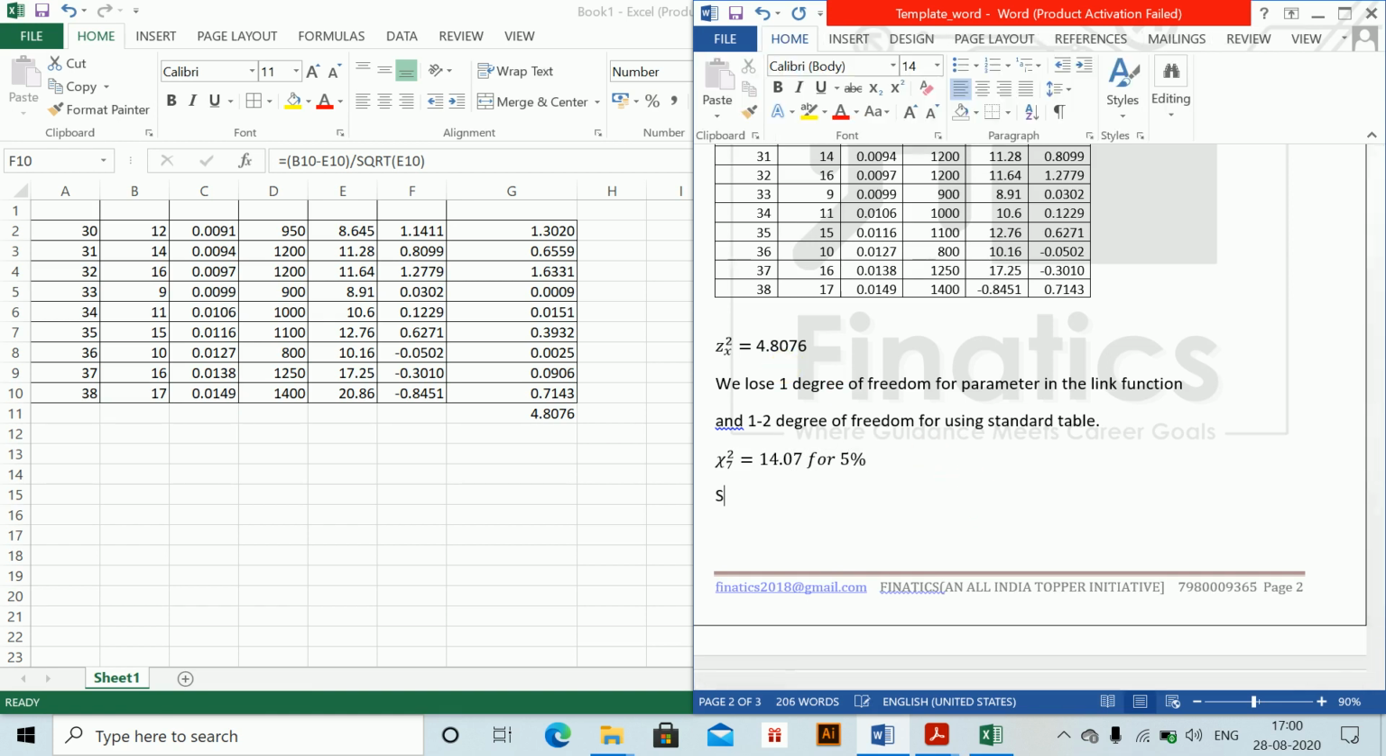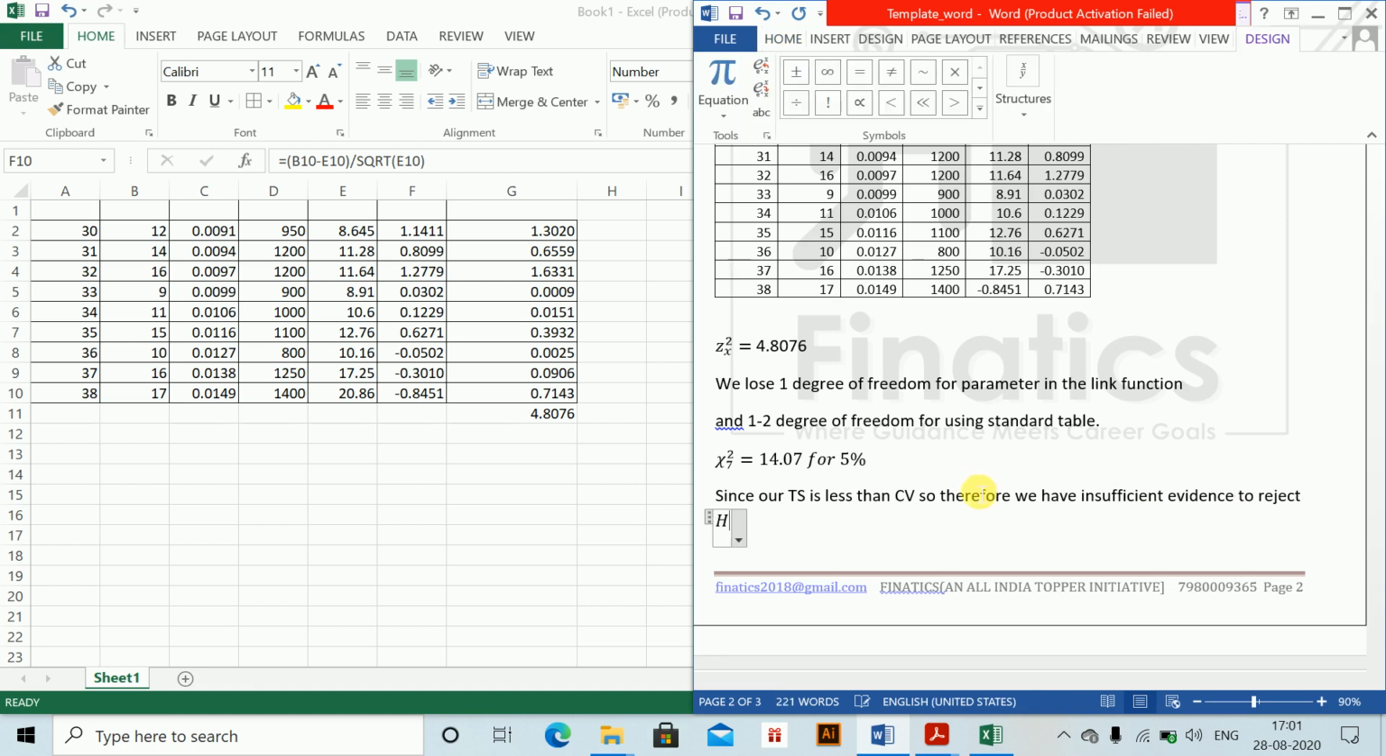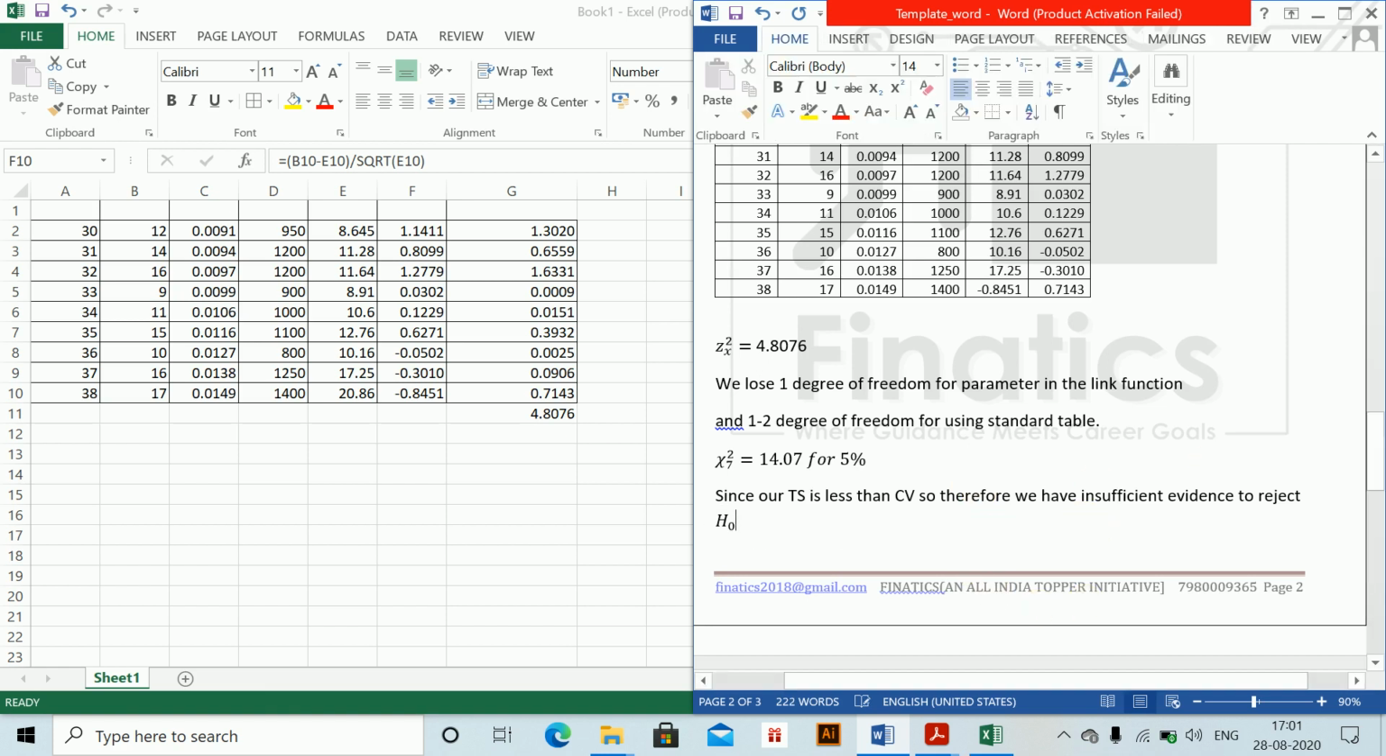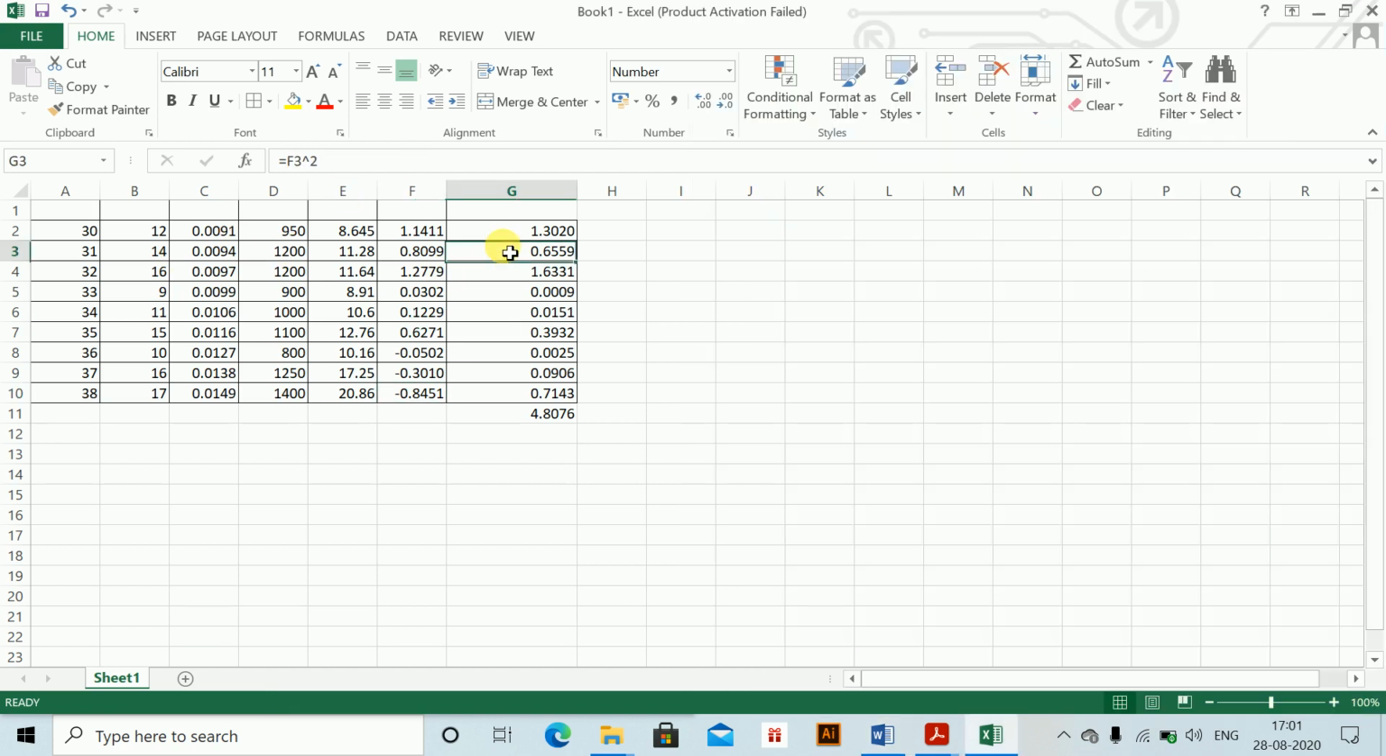Since our test statistic is less than critical value, so therefore we have insufficient evidence to reject H0. Okay, I took some time because I made some silly errors. Obviously you can do this easily on Excel and paste it properly if you know from the very first time you calculate zx square also here in Excel.